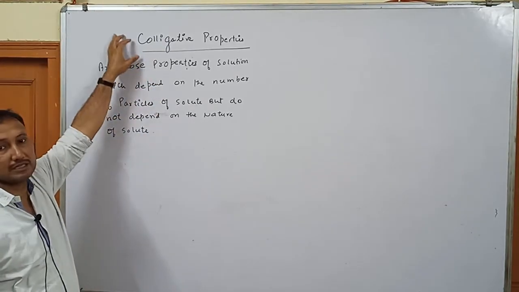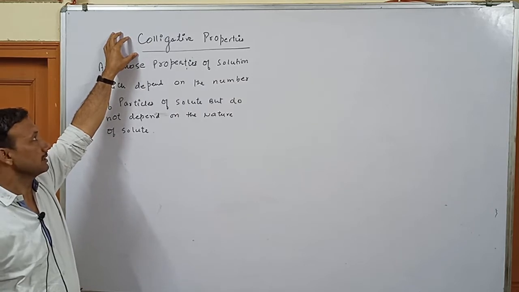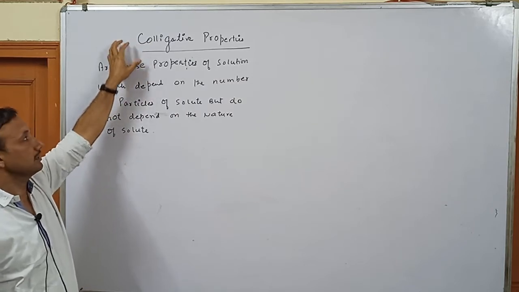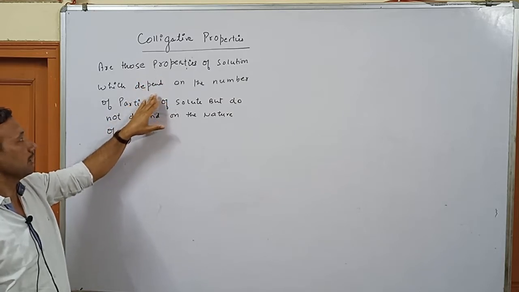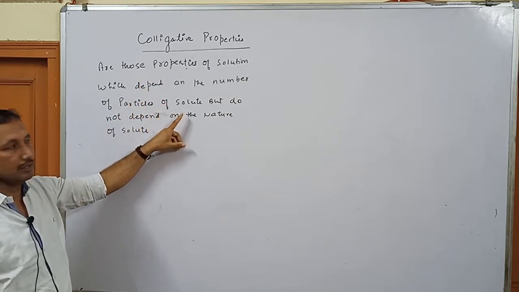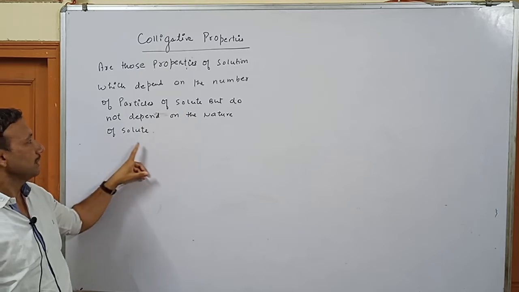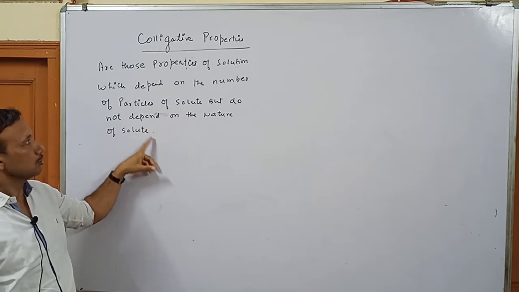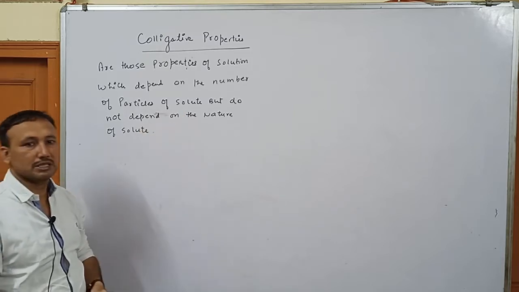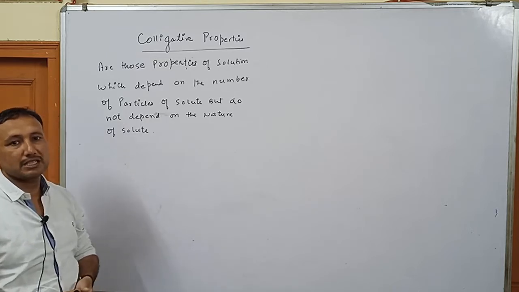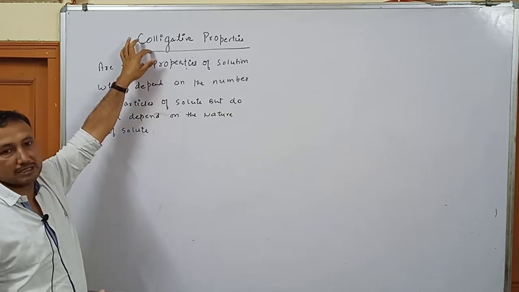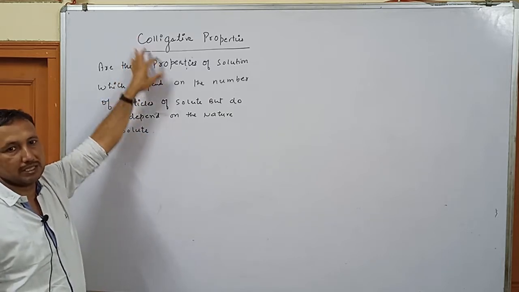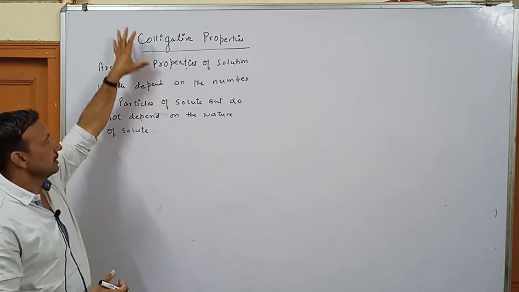Our next topic is colligative properties. Colligative properties are those properties of solution which depend on the number of particles of solute but do not depend upon the nature of solute. Those properties are known as colligative properties. There are four colligative properties.